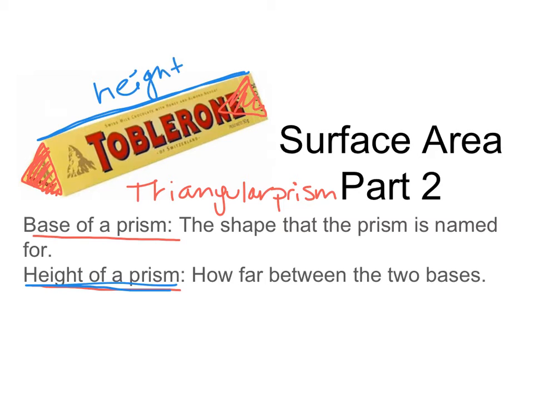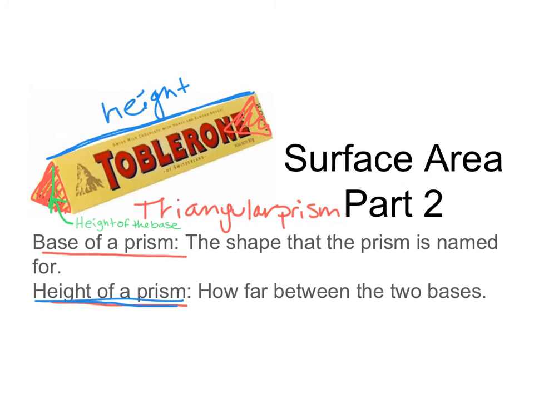And this can get confusing when we're working with triangular prisms in particular, because there's also a height of the triangle, right? And that's really different. In fact, I'm going to give it a different color, because that height of the triangle is the height of the base rather than the height of the prism. It's a little bit confusing. So this is the height of the base, whereas this is the height of the prism. We're going to use both of those today.